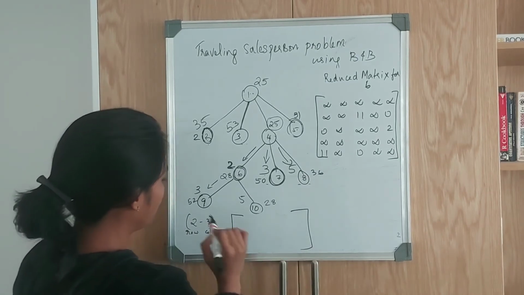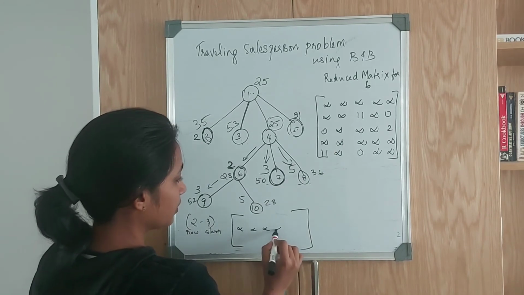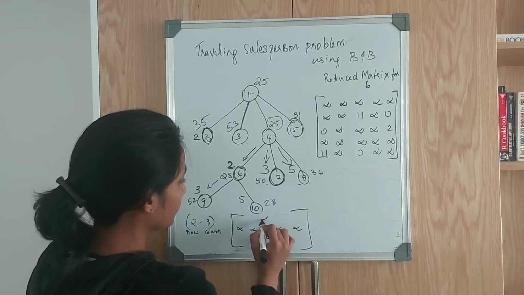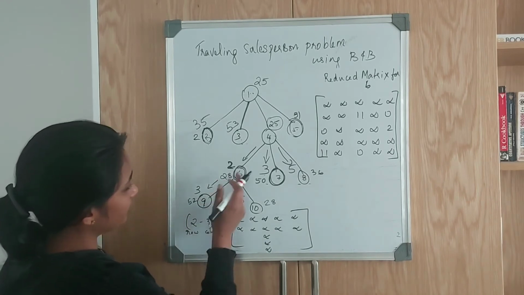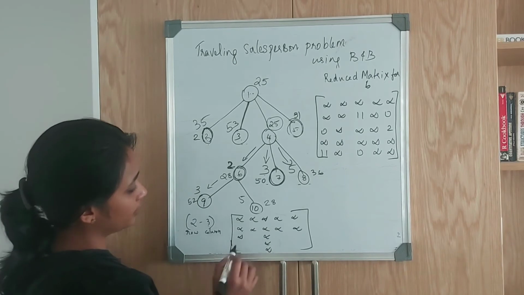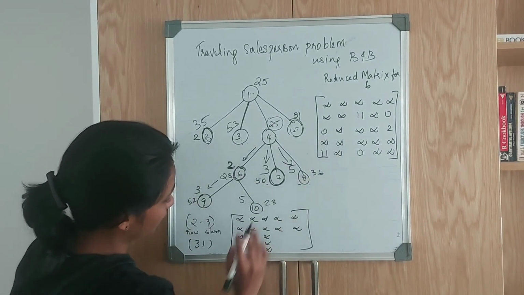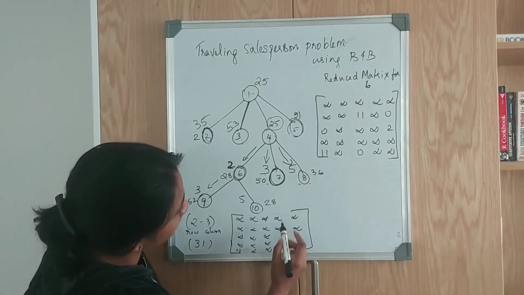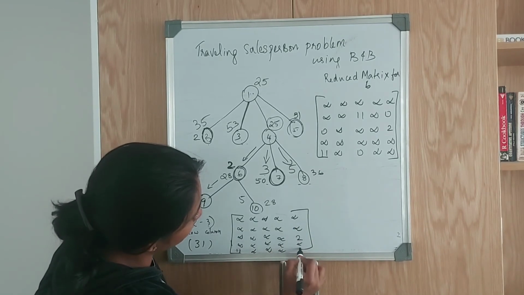So here, what you're going to do is, the second row will be infinity and the third column will be infinity. Copying the balance, and also 3, 1 you're not going to work on. That will be infinity. 3, 1 will be infinity. So here you're going to copy the balanced values. This is all infinity, and the fourth column is infinity. Here it is 2, infinity, infinity.